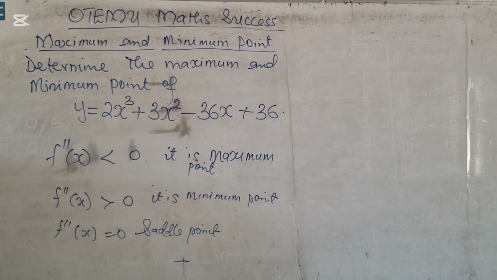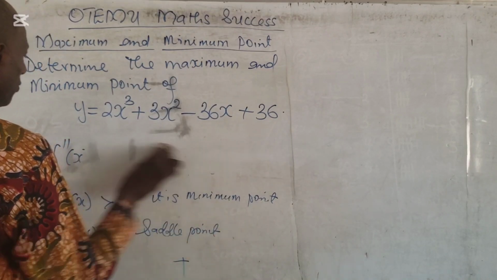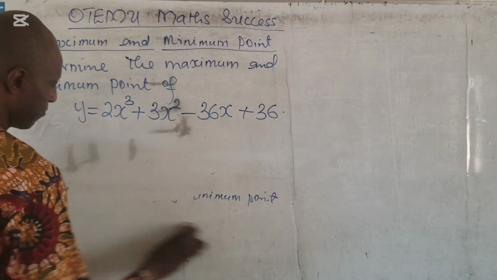So you can say d square y over dx square, instead of this, you can also use that to write. If it is less than 0, it's maximum. If it is greater than 0, it's minimum point. So let's solve this expression.